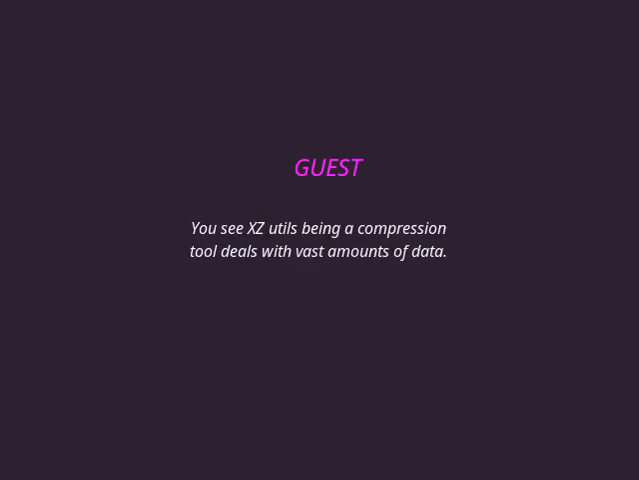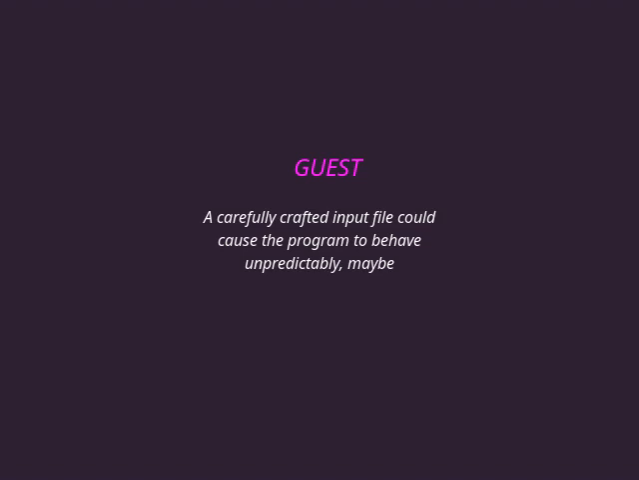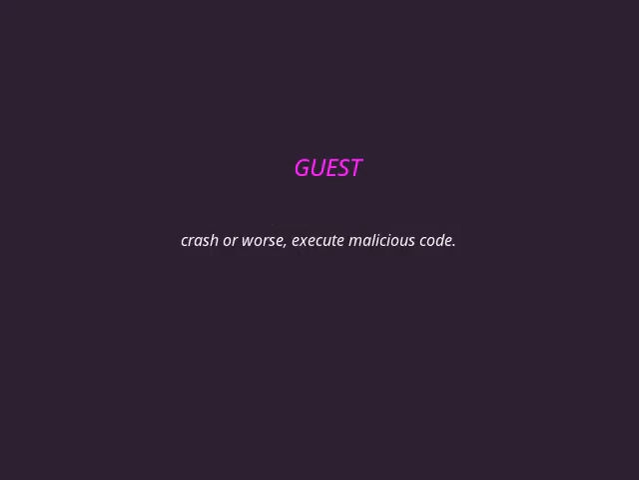You see, XZ Utils, being a compression tool, deals with vast amounts of data. And when it does that, it relies heavily on dynamic memory allocation. That's where memory corruption vulnerabilities can sneak in. A carefully crafted input file could cause the program to behave unpredictably, maybe crash, or worse, execute malicious code.